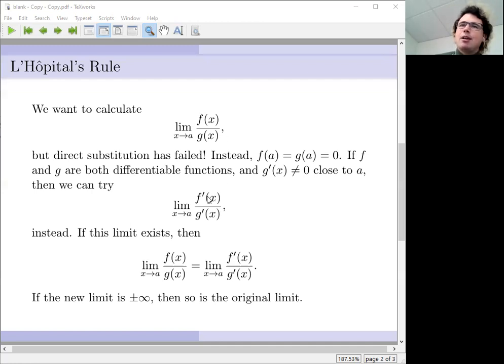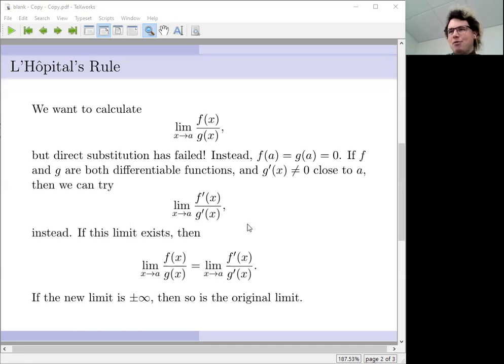So here, notice that I am not using the quotient rule for derivatives. I am replacing the function f by its derivative, and I am also replacing the function g by its derivative. So the new numerator is f prime of x. The new denominator is g prime of x. And if this new limit exists, then the old limit has to be equal to the new limit.